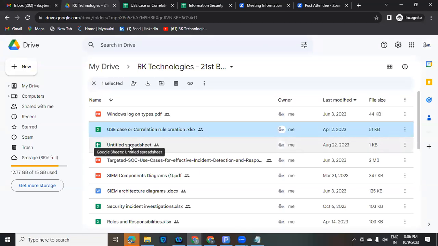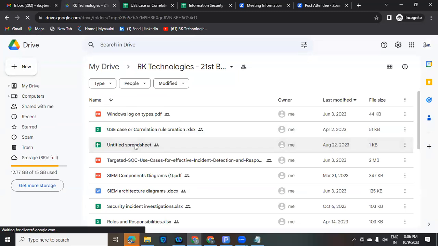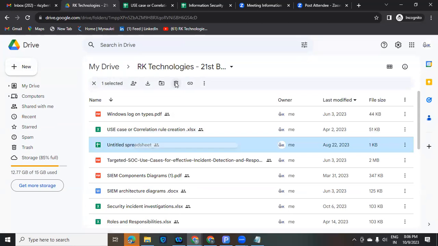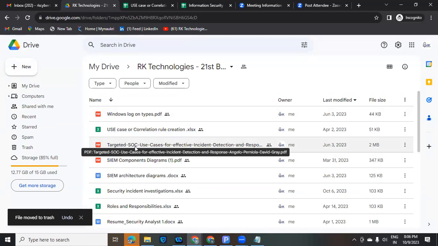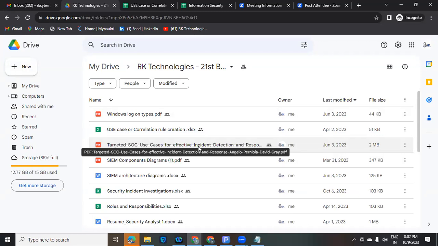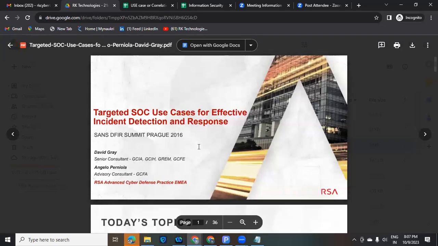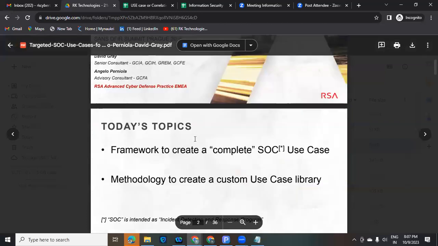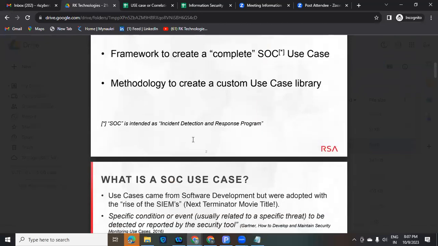The third one is an untitled spreadsheet. This is nothing but our main information security, which I'm going to start now. Otherwise, I can delete this one. One second, this is empty, I will delete it. The next one is targeted SOC use cases for effective incident detection and response. You can go through this one, but it's not mandatory to read and understand it. Just go through it at a glance and see how we can create a couple of use cases or correlation rules. There is no need to remember anything in this one.